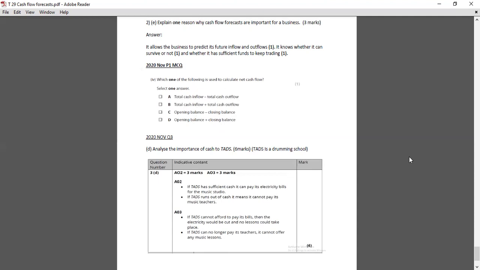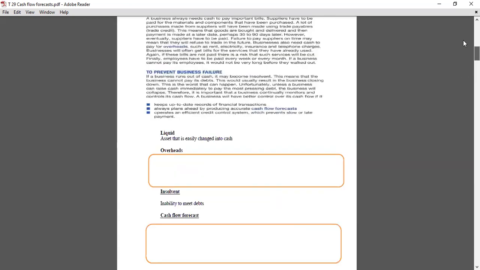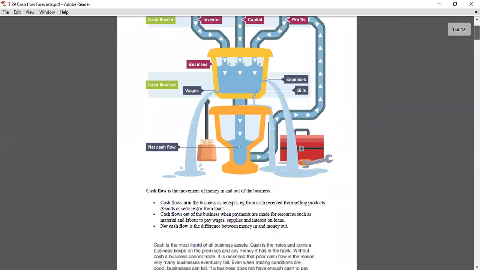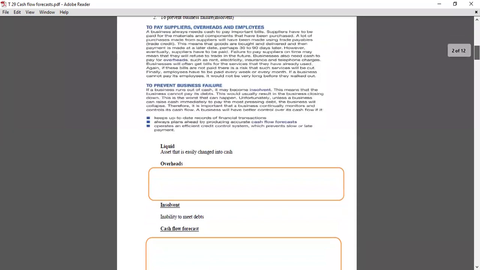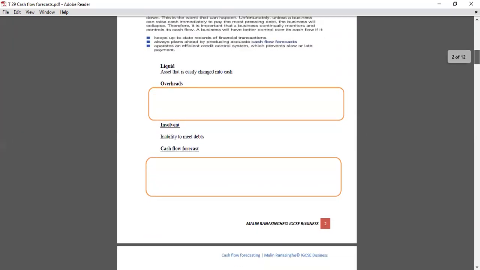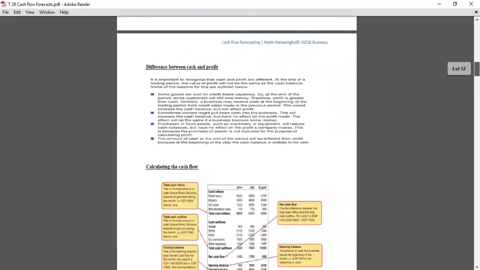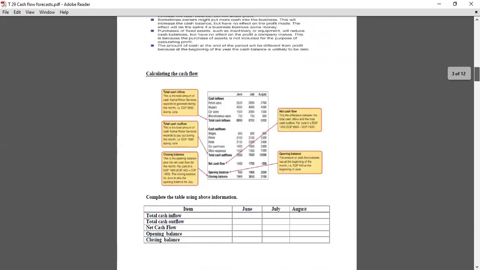The answer is correct. So in today's lesson, we discussed the cash flow forecast. We talked about what cash is and the importance of cash. We found that a business needs money for 2 reasons mainly: to pay suppliers, overheads, and employees, and to prevent business failures, with past paper questions also. We talked about the definitions of overhead, insolvent, and cash flow forecast, and the difference between cash and profit. And finally, we talked about calculating the cash flow of a firm.